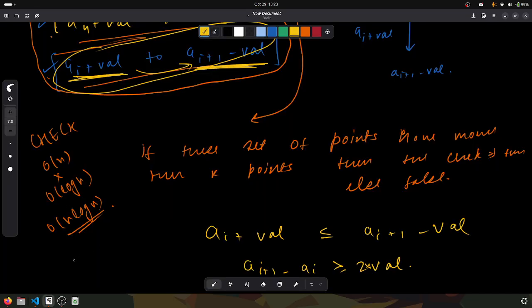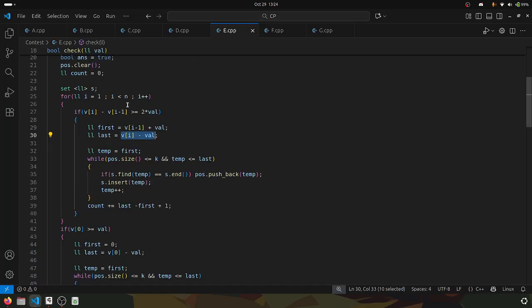In my code I have done it like this, i minus 1 and i. So I have done from a i minus 1 plus val till a i minus val. It is essentially the same as this. So the starting point will be this and the last point will be this. So I can run a for loop from the first point till the last point, while position is less than or equal to k and temp is less than or equal to last. So I'll insert all the points in the set, S dot insert temp.